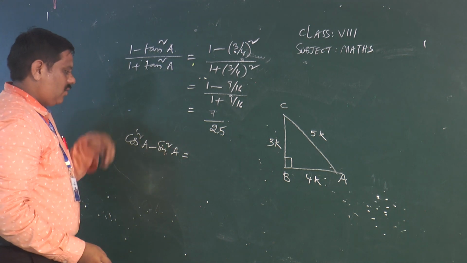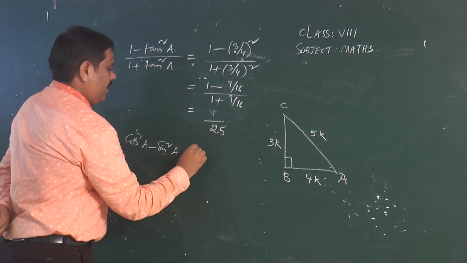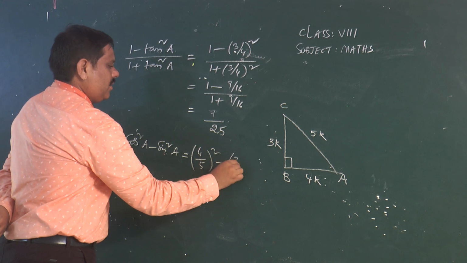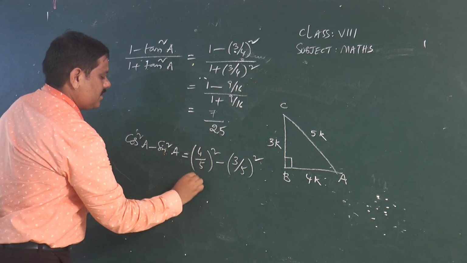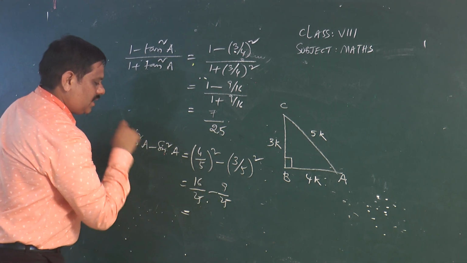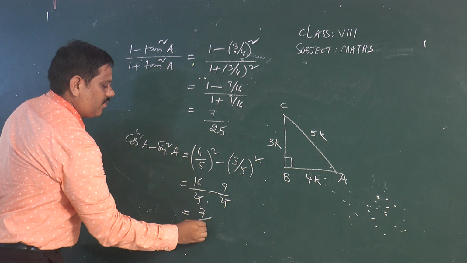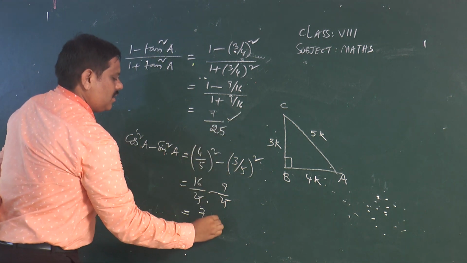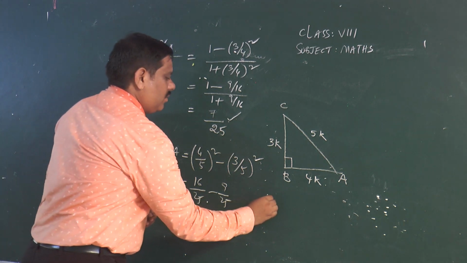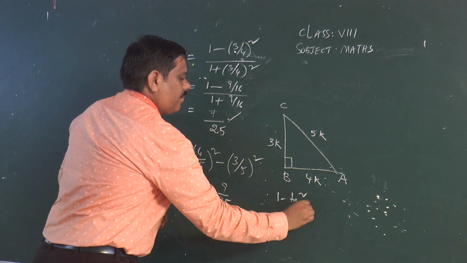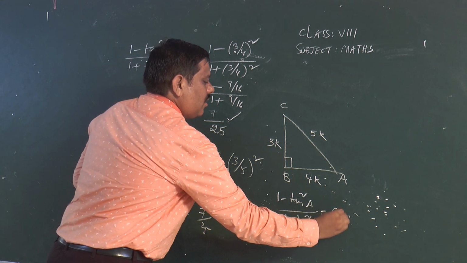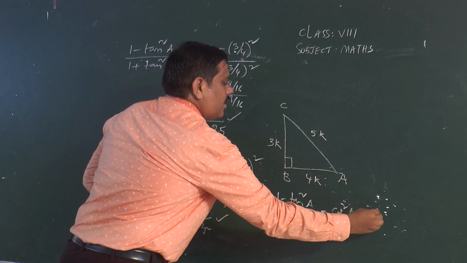Cos square A, we have cos A as 4 upon 5, that is 4 upon 5 whole square, minus sin A as 3 upon 5, so 3 upon 5 whole square, that is 16 upon 25 minus 9 upon 25. As they are like fractions, 16 minus 9 is 7 upon 25. So if you look at the results, both are equivalent to 7 upon 25. Therefore, we can conclude 1 minus tan square A by 1 plus tan square A is equal to cos square A minus sin square A.